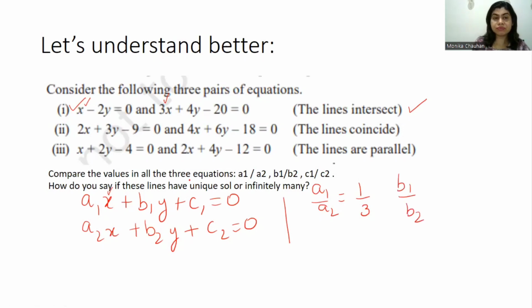Now my b1, it is the coefficient of y, it is minus 2. So you have to compare the coefficients, remember. X and y are the same variable, okay? You have to compare the coefficients. Always we compare the coefficients. What are these? A1, A2, B1, B2, these are the coefficients of x and the coefficients of y.